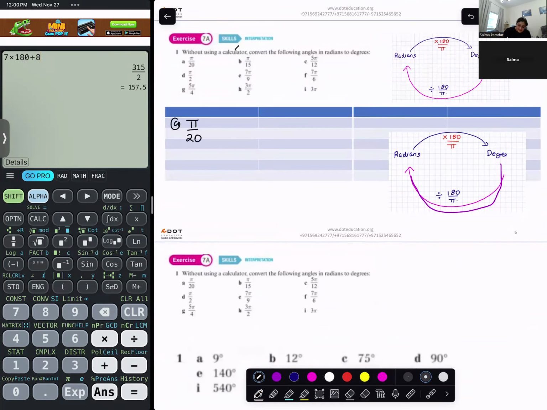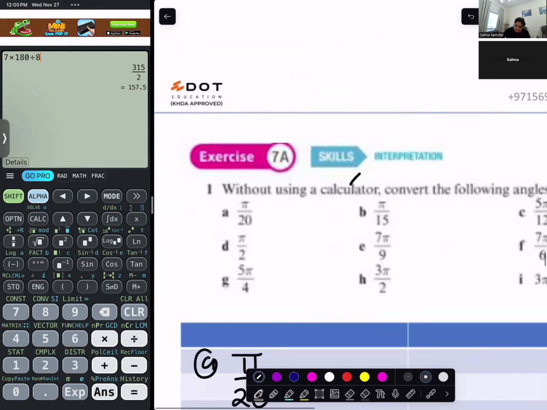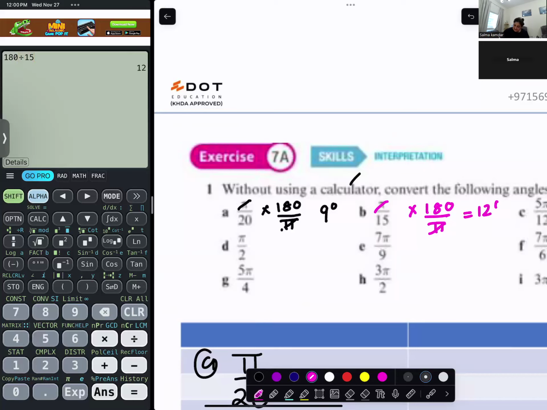If you want to convert rad into degrees, I'm going to simply do one thing. I'm going to multiply it by 180 by pi. I don't have to use the calculator, I will still use the calculator. So it is 9 degrees. What I have to do? I have to multiply it by 180 over pi. So this becomes 12 degrees. I'll take one more.